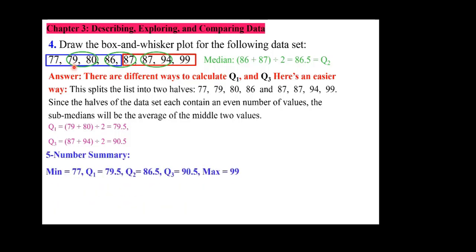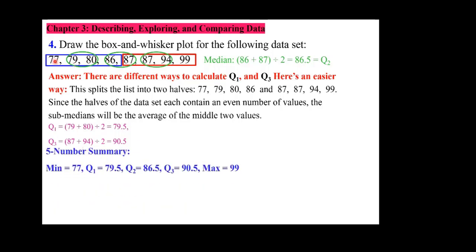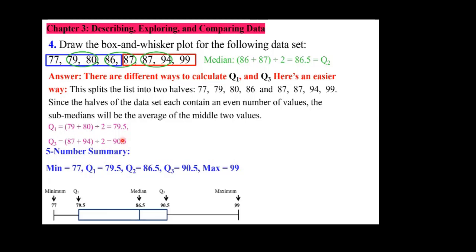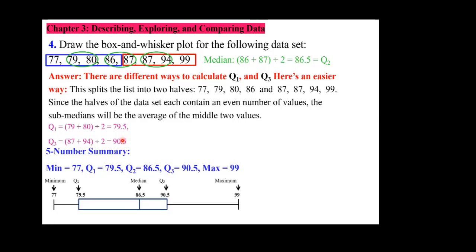Now, what is the 5 number summary? Here's your minimum, here's your maximum. And then we have Q sub 1, Q sub 2, Q sub 3. And we can draw this again very carefully, come up with a number line probably from, I don't know, 75 to 105 or 75 to 100, and very carefully put those numbers, min, max, Q sub 1, Q sub 2, Q sub 3.